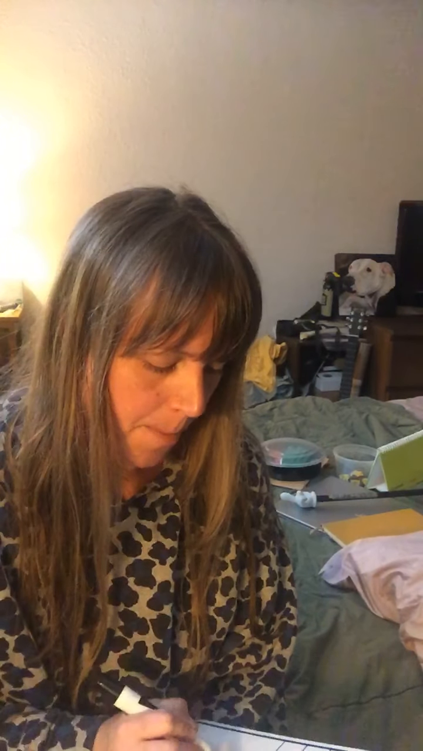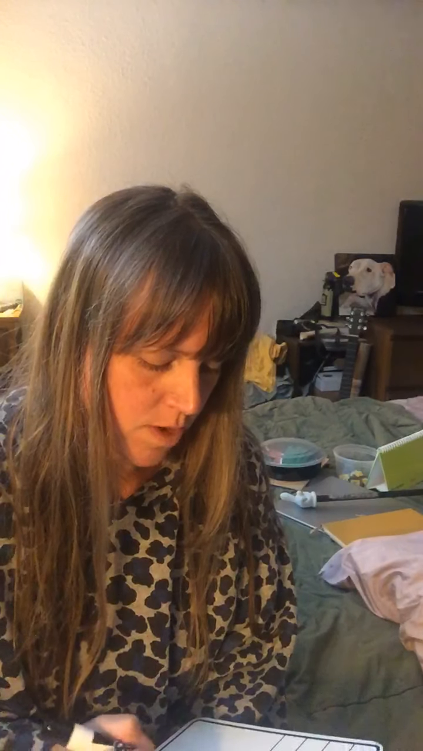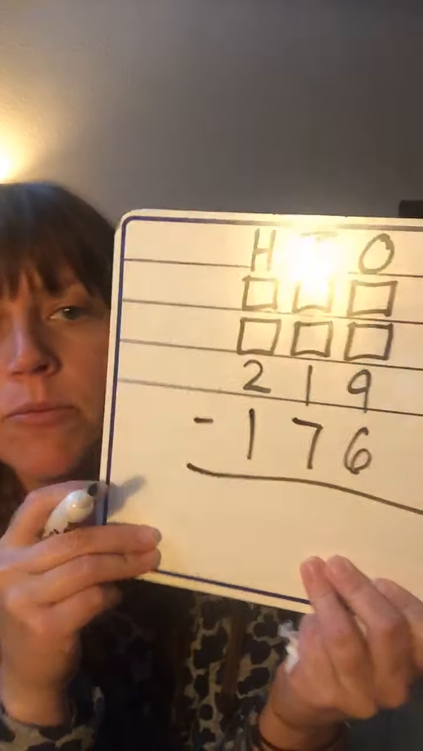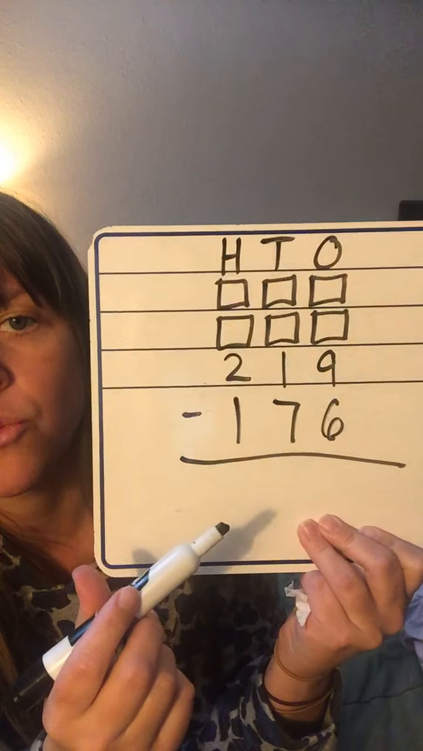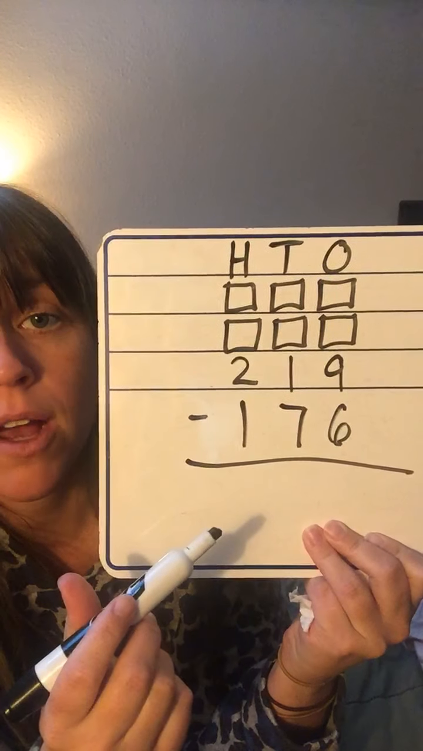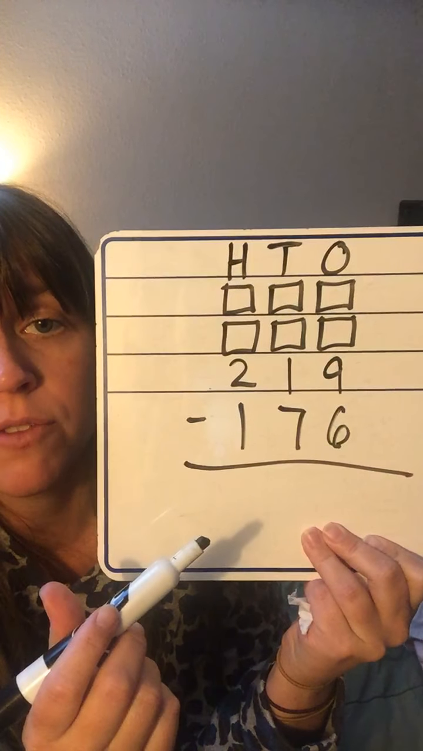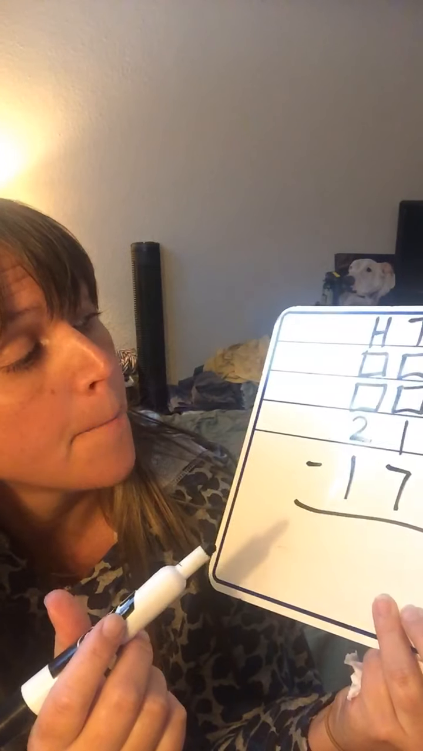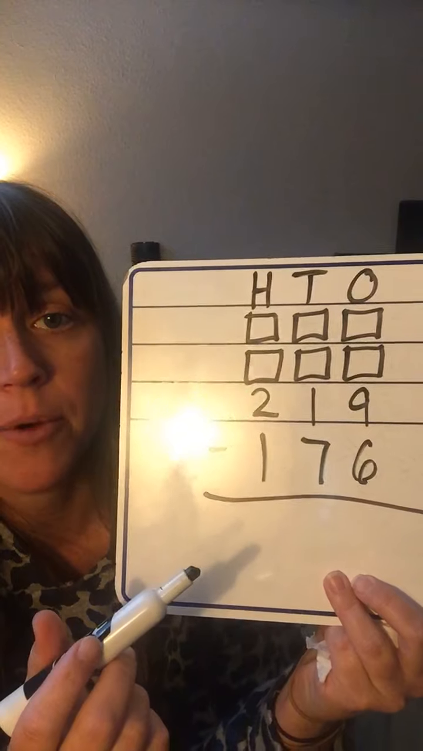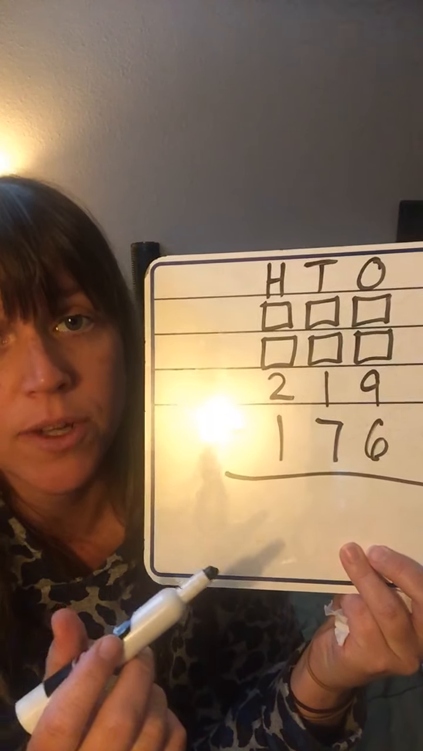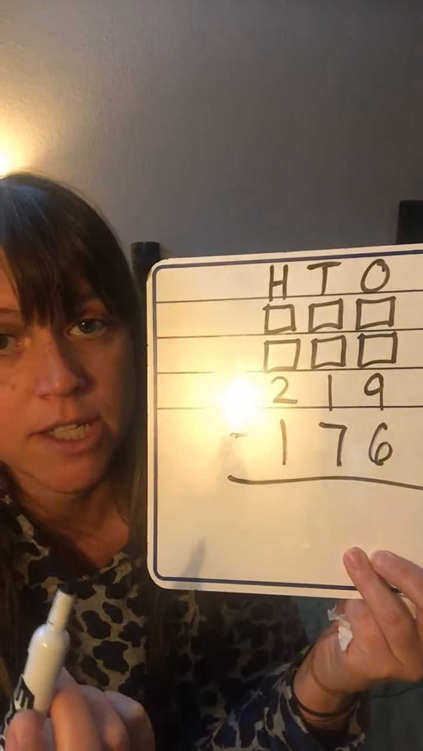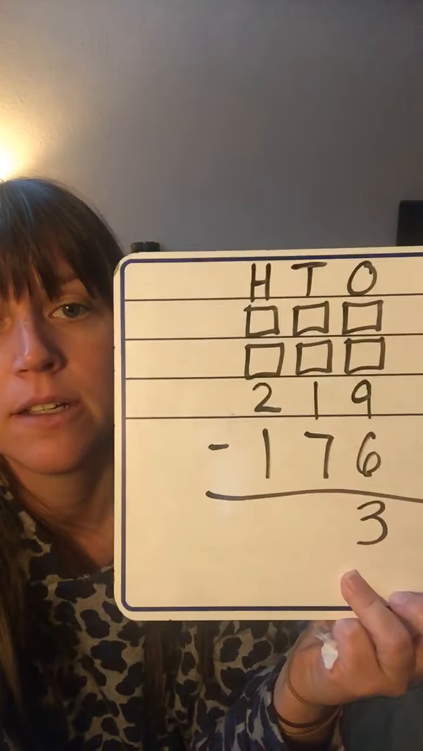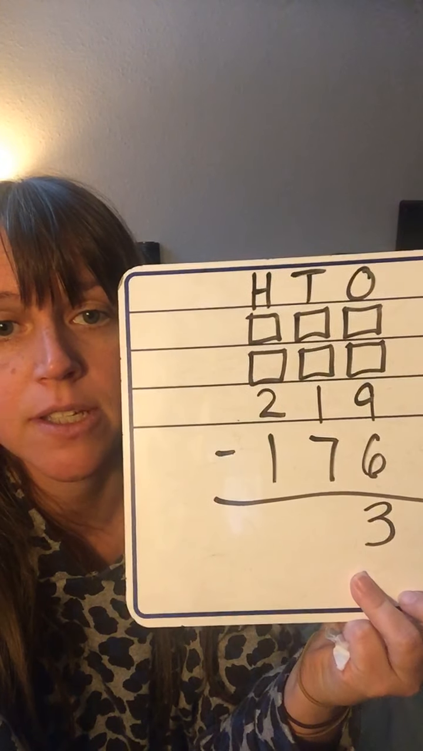So 219 minus 176. Now, when we add and subtract, we always, of course, start in the ones place. Now, do I have more on top, no need to stop, or more on the floor, go next door? I have more on top, no need to stop, okay? So can I take 6 away from 9? What's the difference? The difference is 3. Yes, so no need to stop there. 9 minus 6 equals 3, or the difference is 3.